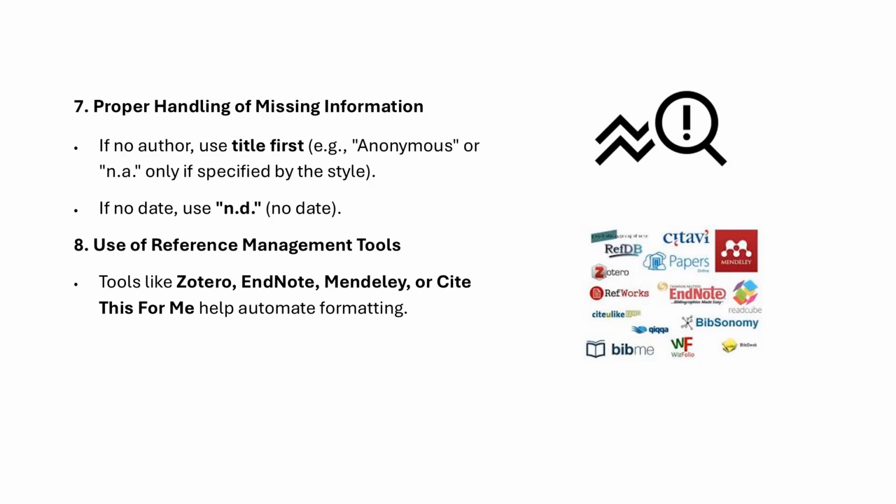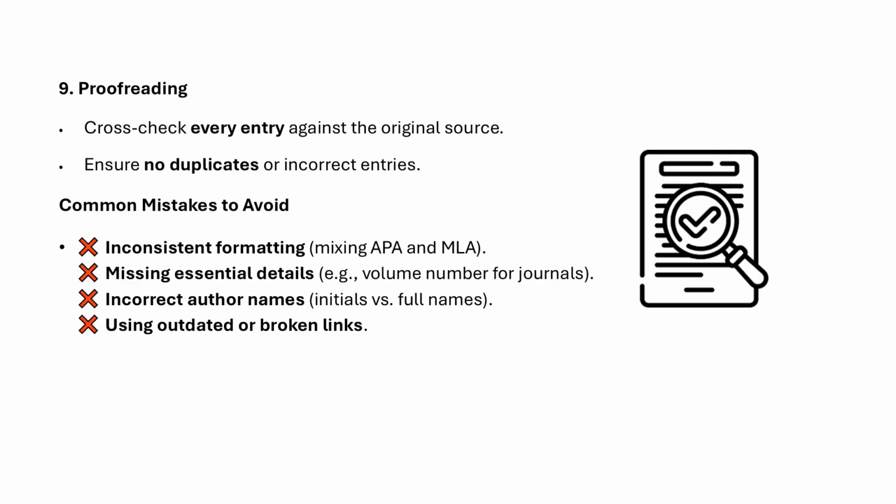Number 8, use of reference management tools like Zotero, EndNote, Mendeley, or Cite This For Me to help automate formatting. I can add to this that we can use the reference tab in Microsoft Word. It's more work, but it is one of the methods where we can write good inline citations and reference lists using different citation styles. Number 9, cross-check every entry against the original source and ensure no duplicates or incorrect entries.